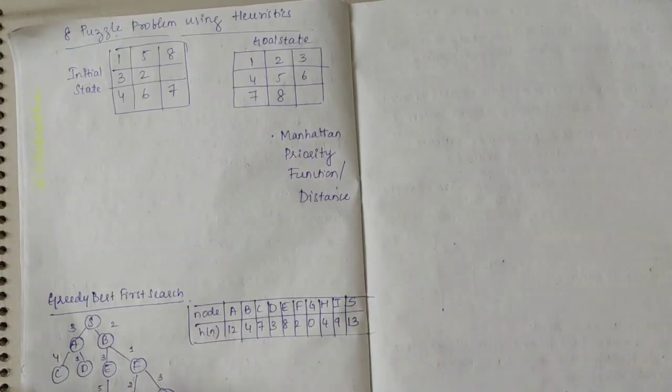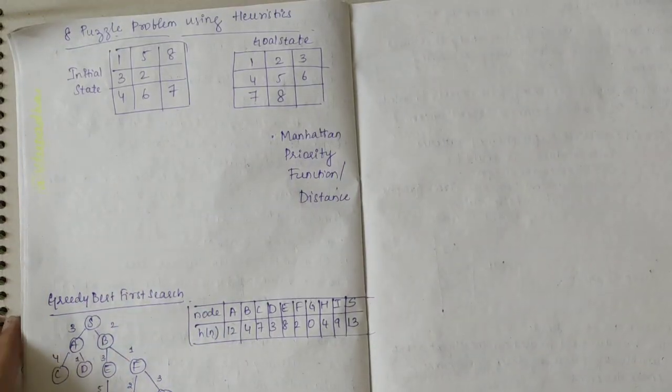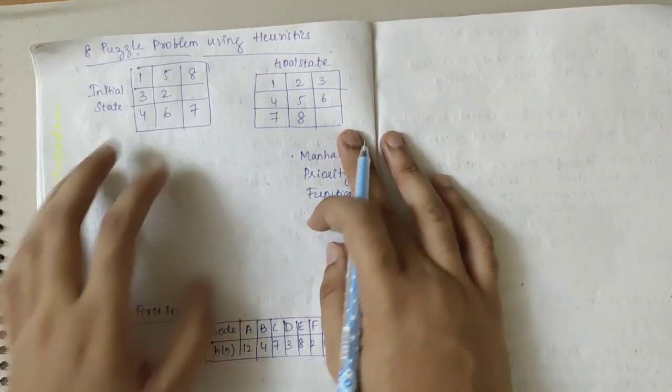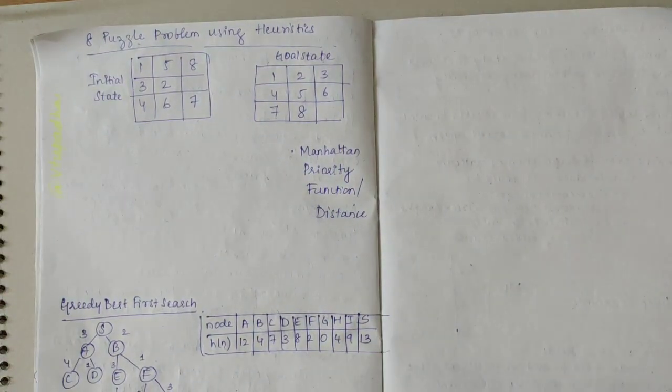Let's look at the next topic. We have the 8 puzzle problem using heuristics. We had discussed the 8 puzzle problem in the first module, right? We had defined the state, goal state, problem, the goal test, and the transition sequence and all.